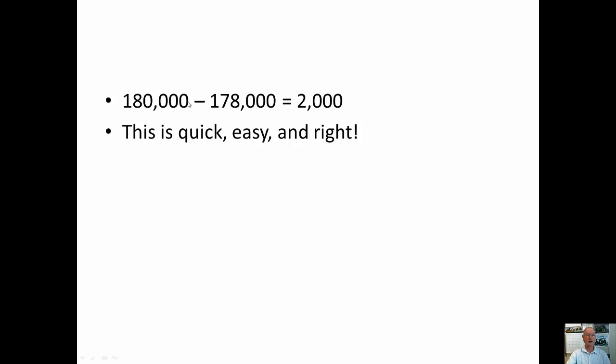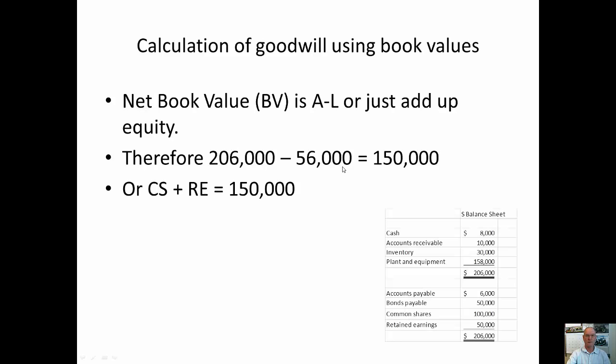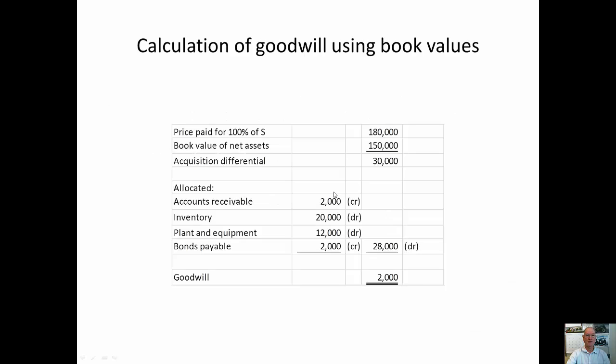Well, you're right, $2,000. So this first method is quick, it's easy, and you get the right amount. Now we're going to do this by allocating the acquisition differential, and we'll come up to 2,000 again. As in the previous example, net book value is still $150,000. So we paid 180, we subtract net book value, we're left with an acquisition differential of 30,000.